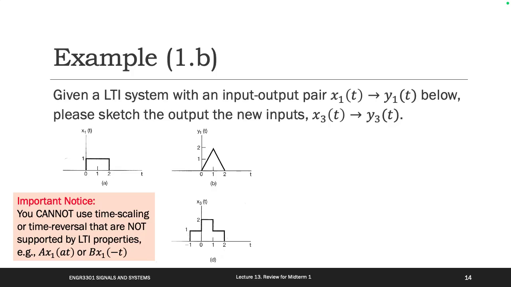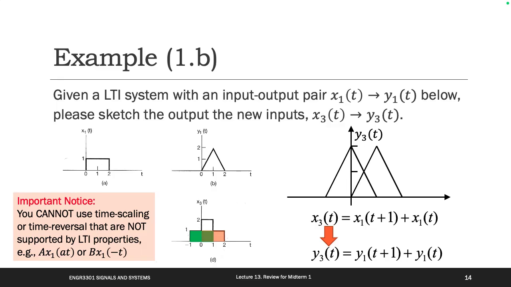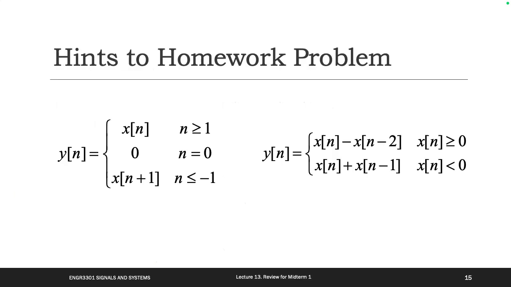But it will involve scaling. This one will be X3(t). You can see I have X1(t), and I also shift it here and add them together. It will be like this. That makes sense to you? Any question? Okay, then Y will have a similar form, so you can sketch Y3(t). If you draw it, you need to add them together, like this. That makes sense to you? Those two are very important. They will occur in midterm one.